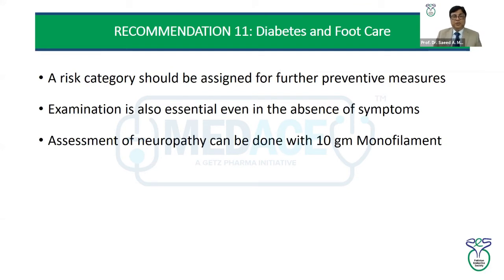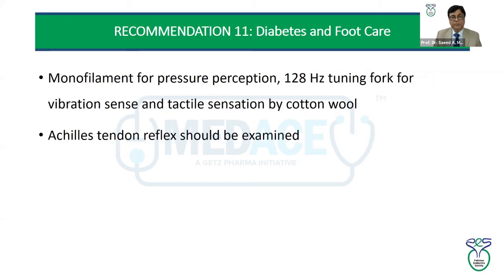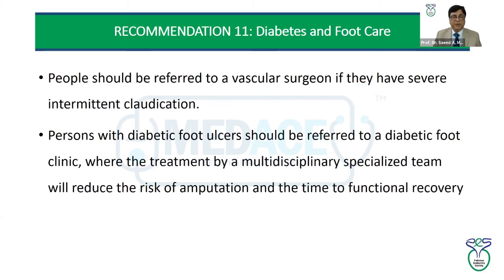The risk category should be assigned for further prevention. Examination is always important in these patients, and as I said earlier, the monofilament is important for looking at the peripheral neuropathy, and this is something which we should all do in these patients. A 128 hertz tuning fork for the vibration sense, and the tendon reflexes should be examined when we are evaluating these patients.